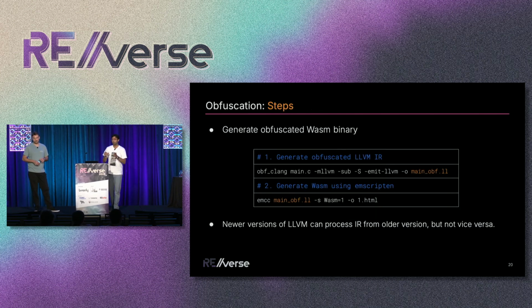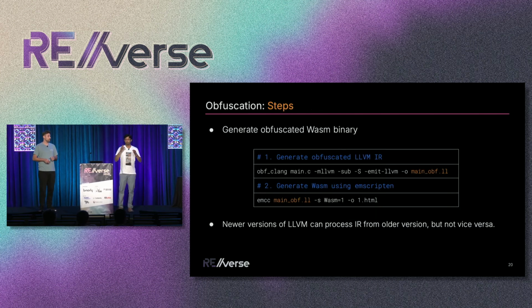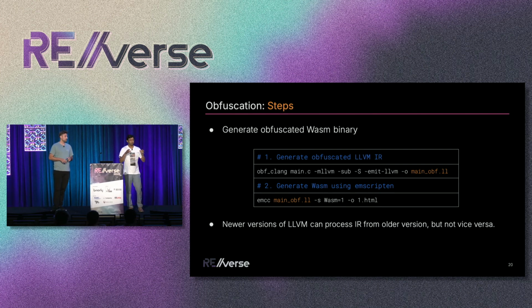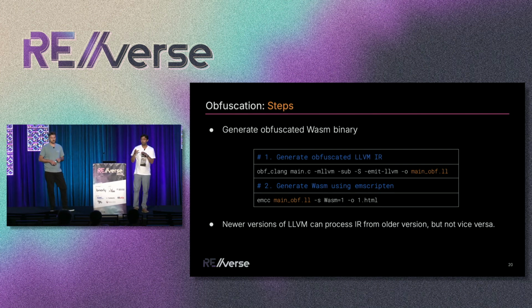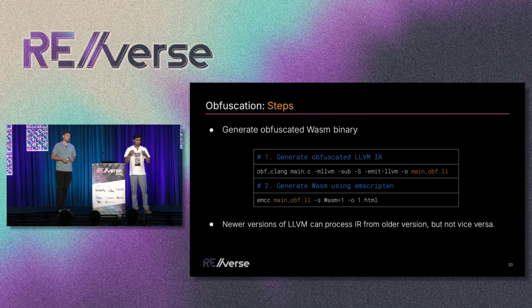How to apply? It's quite easy, actually. It's just a two-step process. You use one of the obfuscators and generate the LLVM IR, which is the obfuscated IR. In the second step, you can use EMCC, which is one of the compilers based on Clang, or you can use Clang itself by telling it to generate Wasm. So it's quite easy.